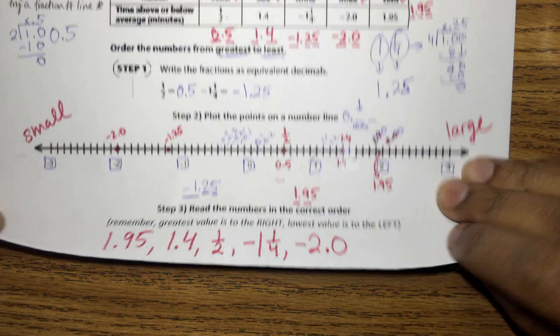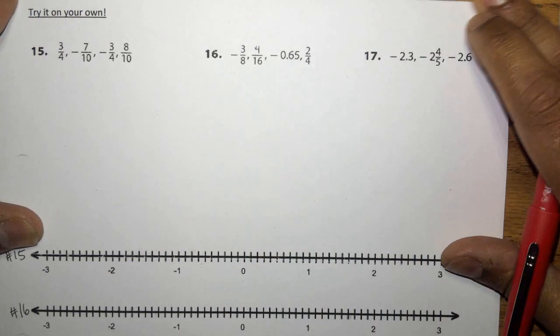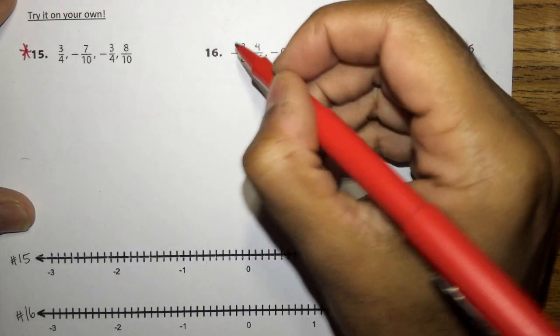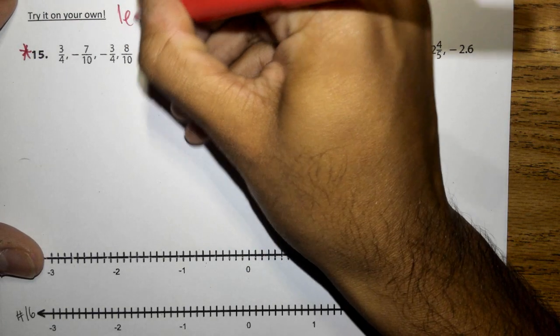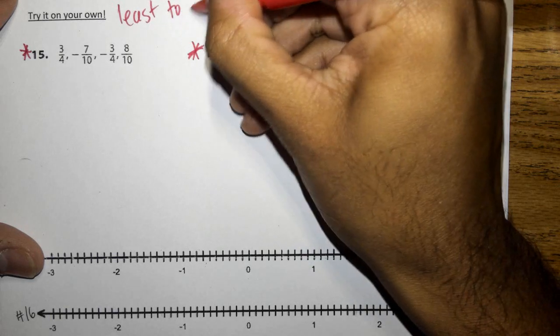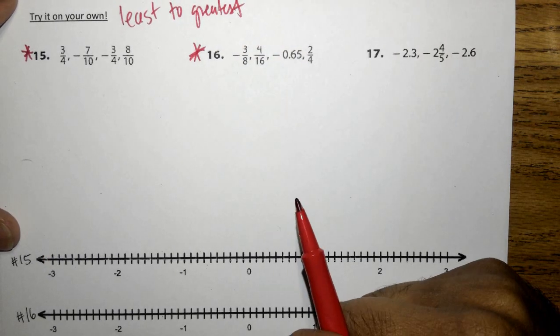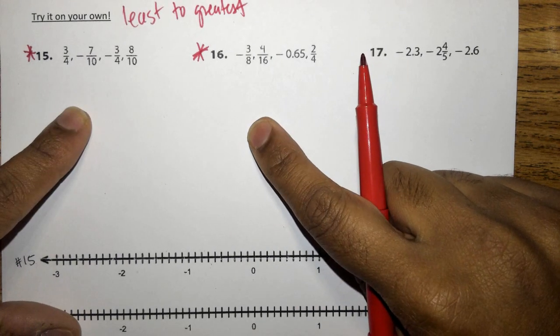Alright, let's go on the other side. And again, if you ever need me to slow down, just tell your teacher to pause it. We're only going to do 2 questions. I want you to do 15, I want you to do 16. I want you to order these from least to greatest. I'm going to say you need maybe about 5 to 10 minutes to work out these 2.